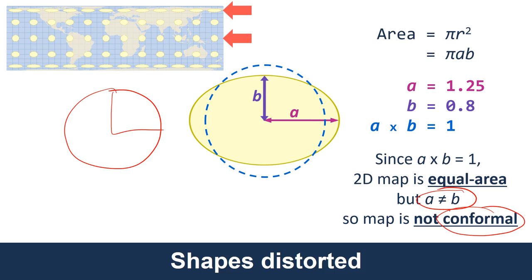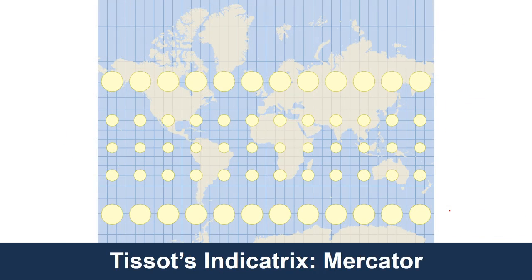And conformal is just a word we use to say that if a map is conformal, it means that the shapes have been maintained. And so Greenland still looks like Greenland or whatever. And so what you're seeing here is that the areas are correct, but the shapes are not correct. And this is just a way of saying that in a kind of mathematical way. We can look at Tissot's indicatrix in relation to the Mercator projection. So what we have here is we can see that the circles are still circles, but the sizes are changing.